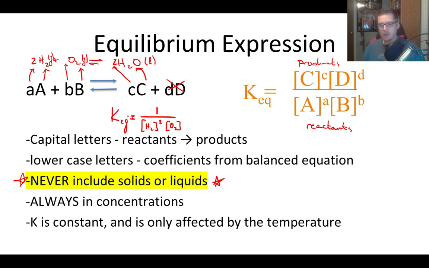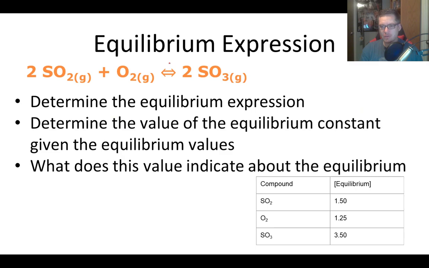Your K value is really nice, and we care about it because it's constant for given temperatures. If you change your temperature, your K value will change, and it might get bigger or smaller depending on if your reaction is exothermic or endothermic. But your K value is always going to be constant unless you change your temperature, and it's going to give you a really good indication of which side is going to be favored.